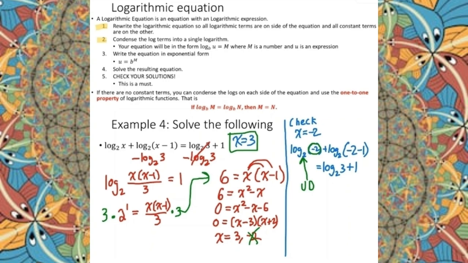One thing to note, we can get negative solutions to logarithmic equations. Negative values for our variable are perfectly fine as long as they don't make inputs to the log negative when we plug them back in.